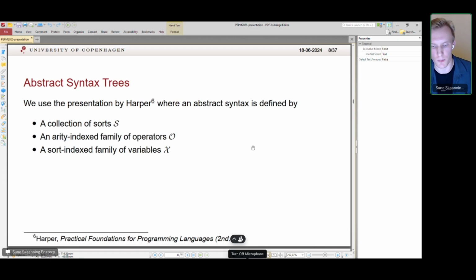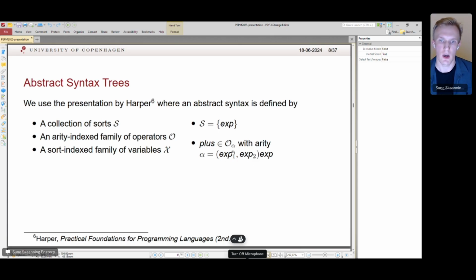So we use the notation by Harper to represent abstract syntax trees, where they are defined by a collection of sorts, a family of operators, and a family of variables. Say, for example, we have a small language with simple arithmetic. We might have a set of sorts which only contains expressions, and then a plus operator which has this arity, which should be read as the plus operator takes two arguments of sort expression and expression, and it returns an expression.